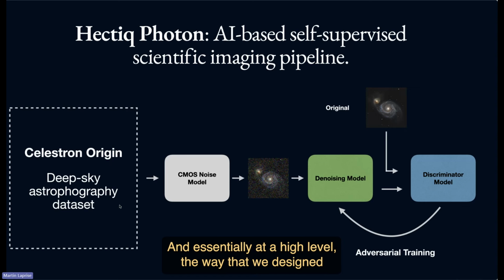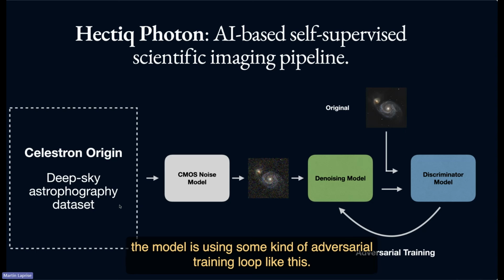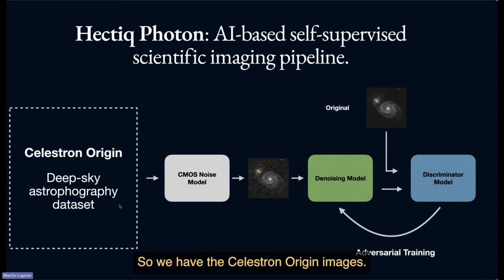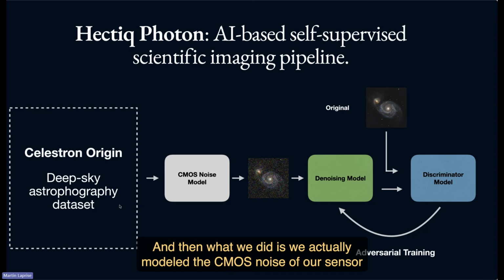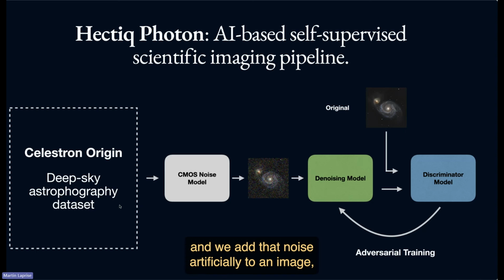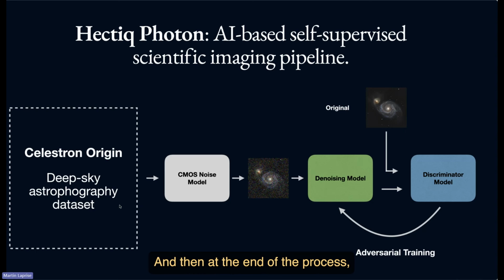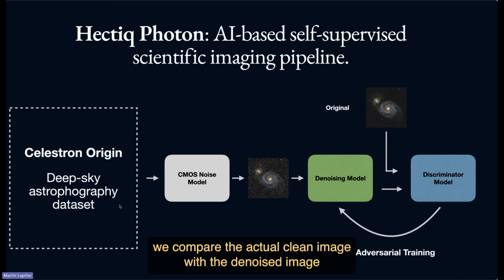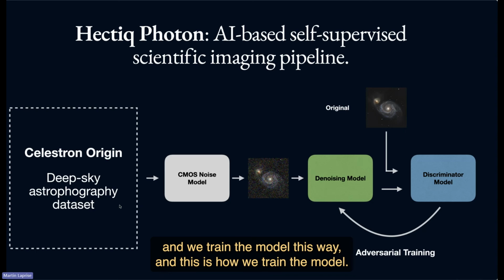And essentially at a high level, the way that we design the model is using some kind of adversarial training loop like this. So we have the Celestron Origin images. We took images that were really low noise. And then what we did is we actually model the CMOS noise of our sensor, and we add that noise artificially to the image, and then we ask the model to remove that noise. And then at the end of the process, we compare the actual clean image with the denoised image, and we train the model this way.